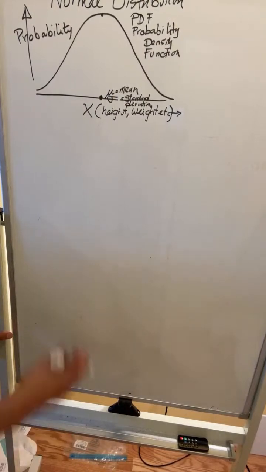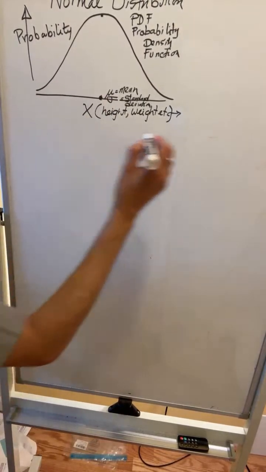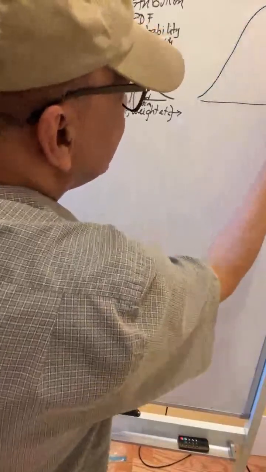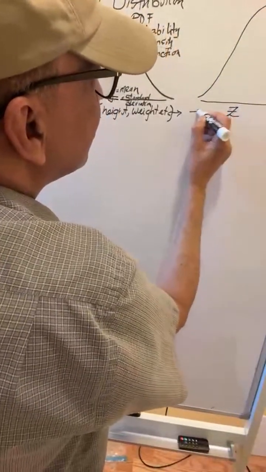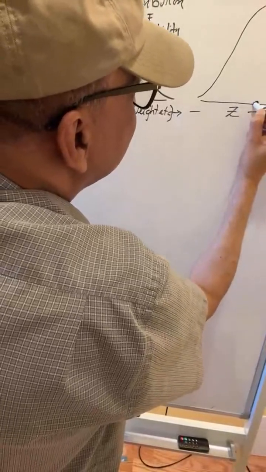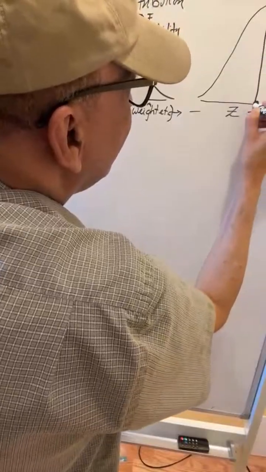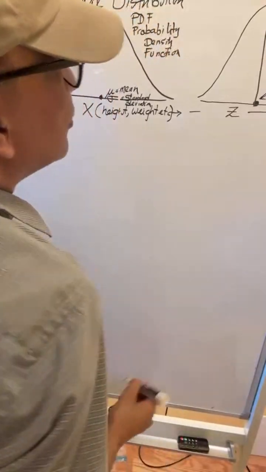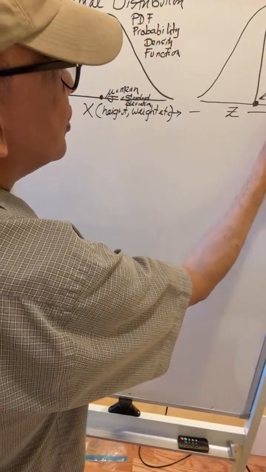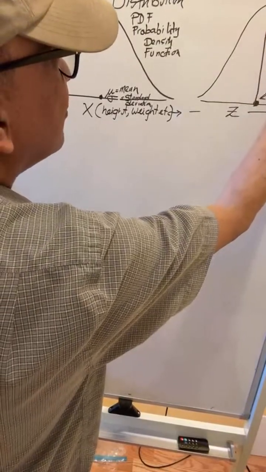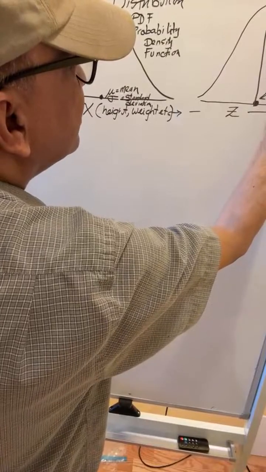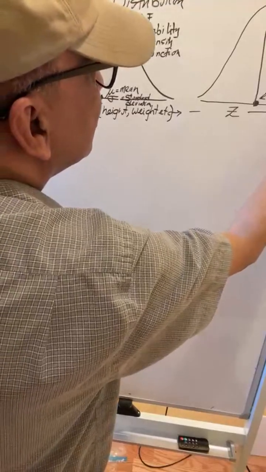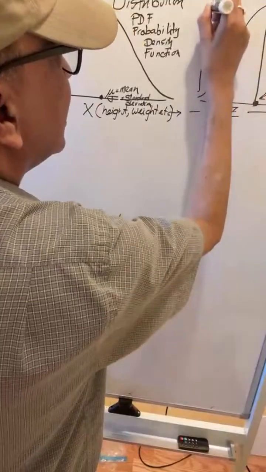When we convert this x to a standard normal variable, the curve looks very similar. Only difference is on the horizontal axis we have z. Now this z curve has a peak at the center. Its mu is equal to 0, and sigma is equal to 1. This is a z curve or standard normal curve. Again, probability on the vertical axis.